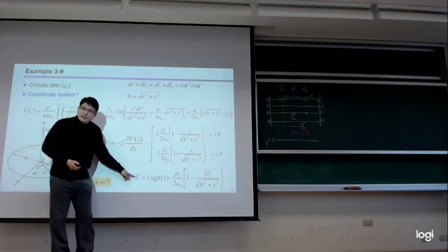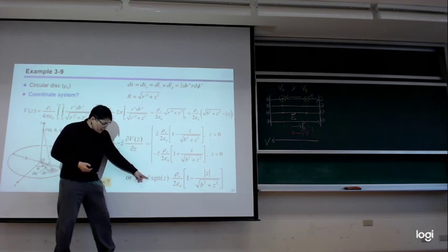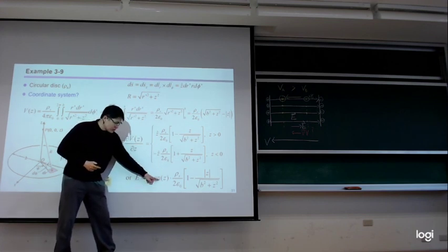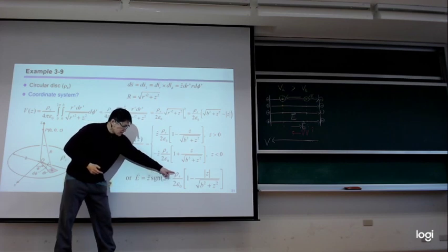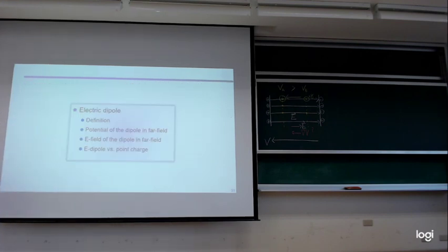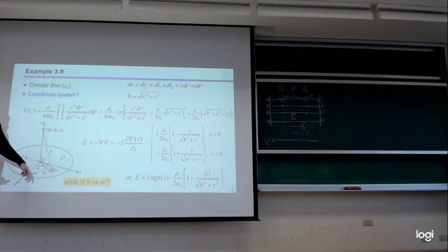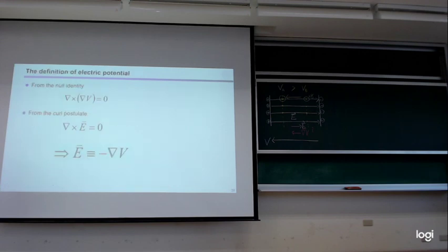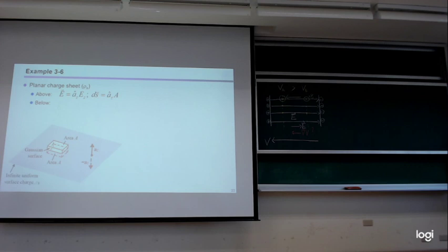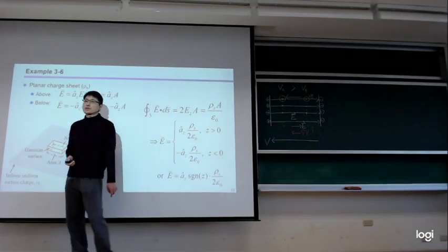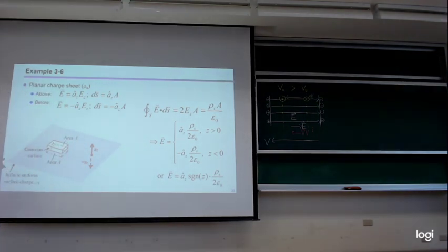Your E field is pointing in the Z direction, and you have the sign of Z to reflect its true direction. But the magnitude is rho s divided by 2 epsilon 0, which is identical to what we covered. Do you want to go back to where we covered the plane? Just to remember this one: rho s divided by 2 epsilon 0. Identical, right?